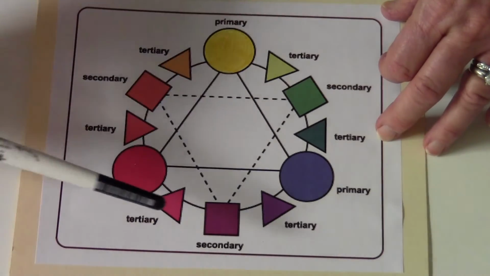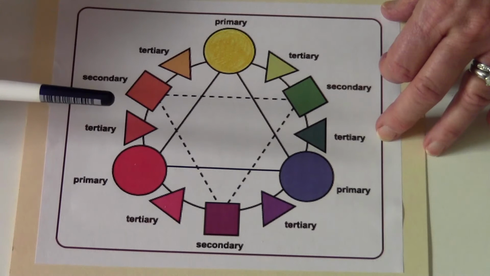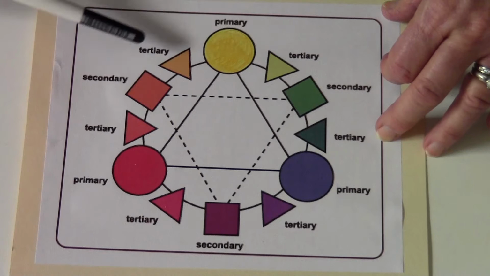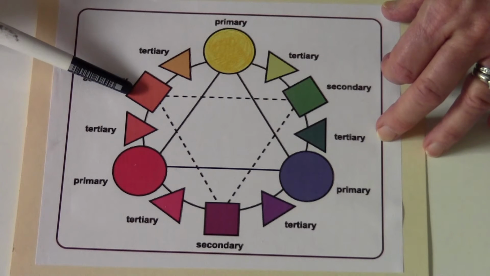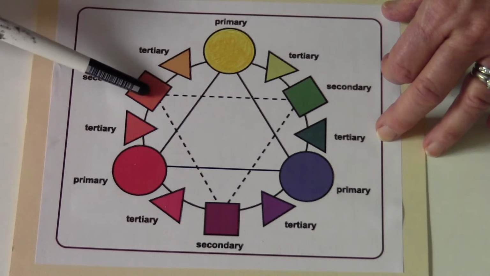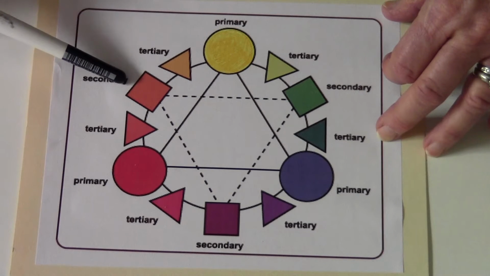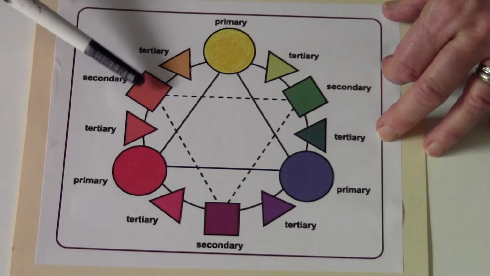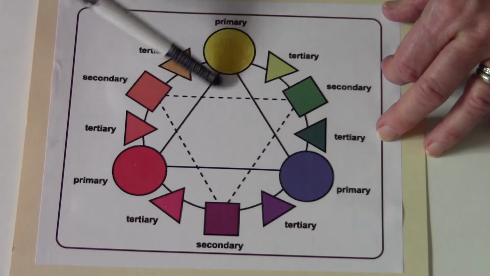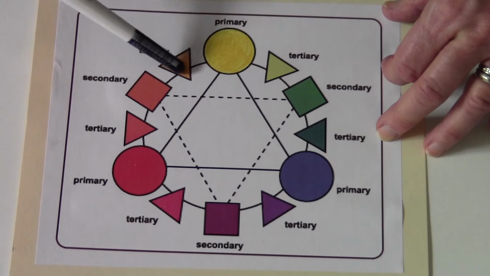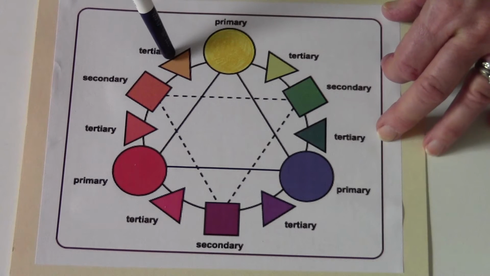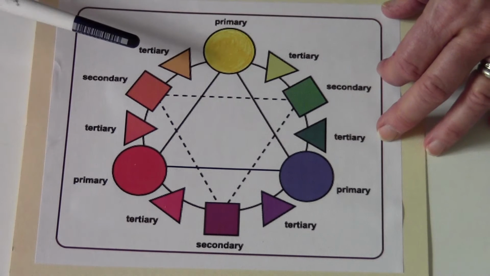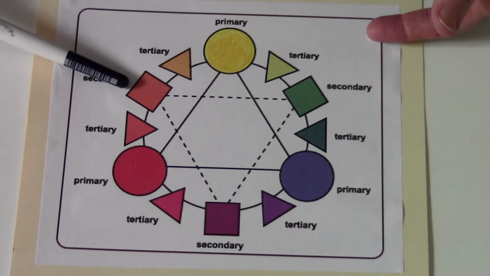So what we're going to be doing today is a little bit of color mixing. You're going to start with a primary color. You're going to go to the secondary color that's closest to it. In this case, it would be yellow. And the secondary color that's represented by a square that is closest to it is orange. And if I were to take the orange and the yellow and mix these two colors together, I would get that color in the middle that's represented by a triangle. That's called a tertiary. So these three colors together would be what we would call an analogous color scheme.